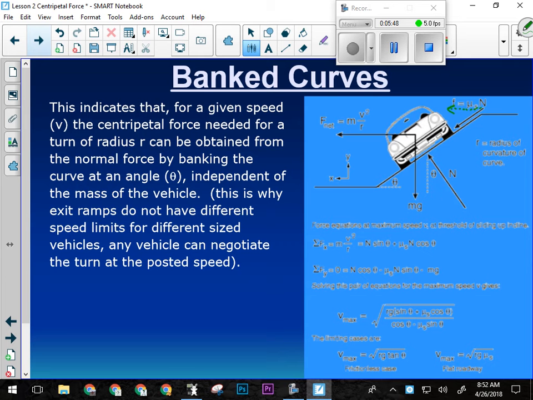We never deal with bank curves that have friction. We always deal with bank curves that are frictionless. It does add in quite a bit of extra calculation. Not that it's hard, but it's just a lot of extra calculation.